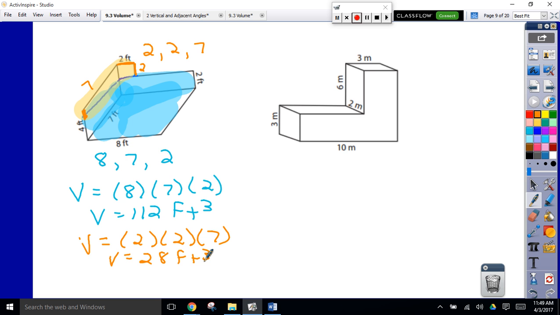Reese, what do I do to find the volume of the whole thing? Just add them together. So the volume of the whole thing is 112 plus 28, which is what? Good. 140 cubic feet.